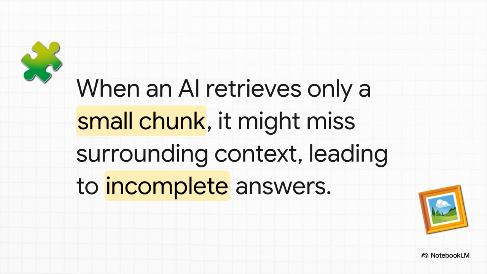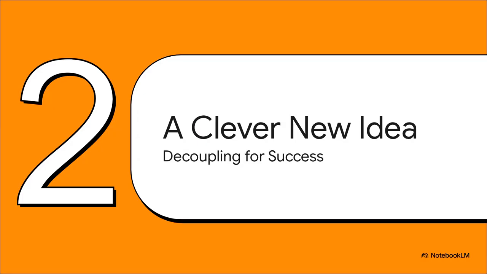When you ask a question and the AI just pulls back one of those tiny chunks, it completely loses the big picture. It's like someone handing you a single jigsaw puzzle piece. Yeah, you can see the little blue bit of sky on it, but you have no clue if it's part of a mountain scene or an ocean. And that's exactly what happens. The AI gives you an answer that's technically right for that tiny chunk, but totally misses the point of the whole document.